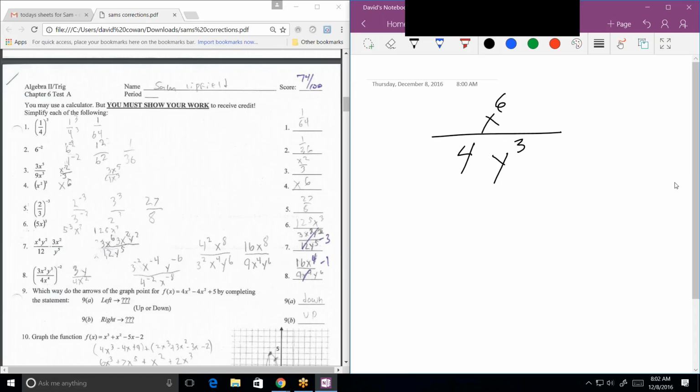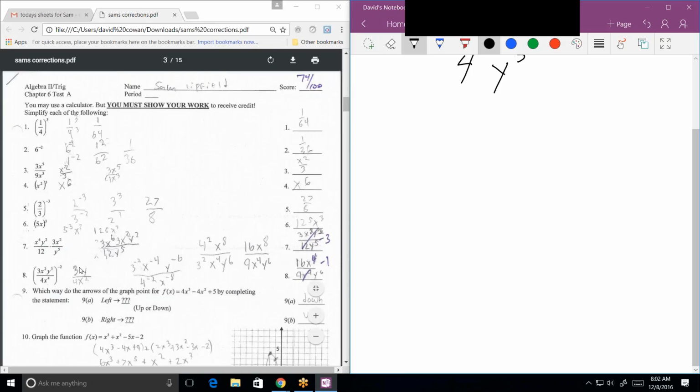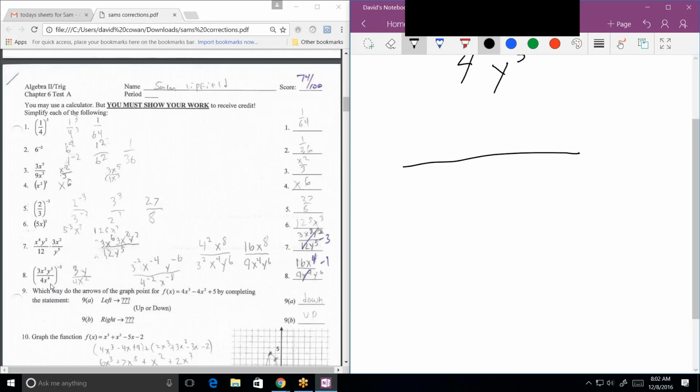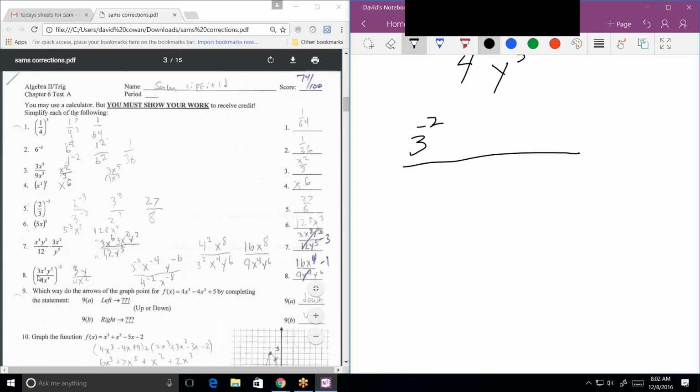Number 8. The very first thing to do to number 8, since everything is in parentheses and it's all being taken to the -2, let's apply our rules of exponents and take that -2 and multiply it by every number or every variable. So what do you start with in the top? 3 to the -2, right? That leading 3 is also being taken to that -2. So that has to be applied to the exponent of the 3, which is a 1.